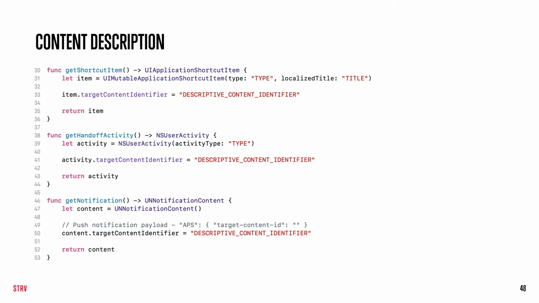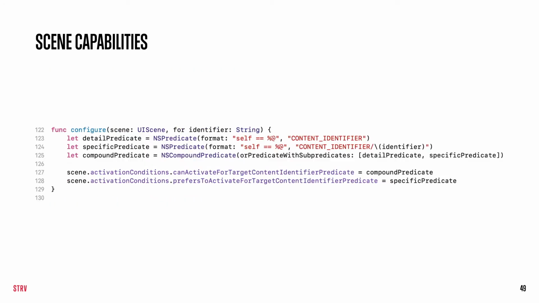But all these objects have one thing in common, one property in common, and that's the target content identifier. That's the string description of the content of the object. On the other hand, there are the scenes, which describe their capabilities, and each scene has an activation conditions object with two properties. One is canActivateForTargetContentIdentifierPredicate. The second one is prefersToActivateForTargetContentIdentifierPredicate. Both are predicates, as suggested by the name. And yeah, the name is pretty descriptive.